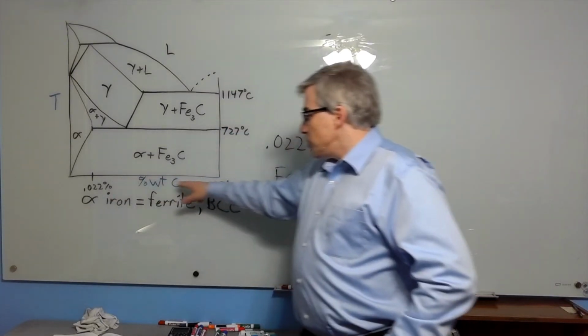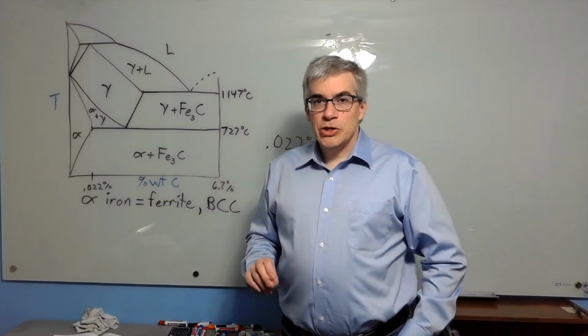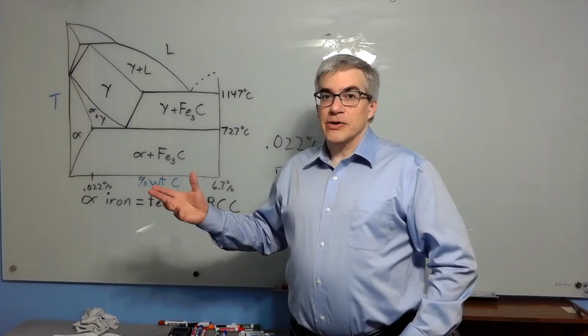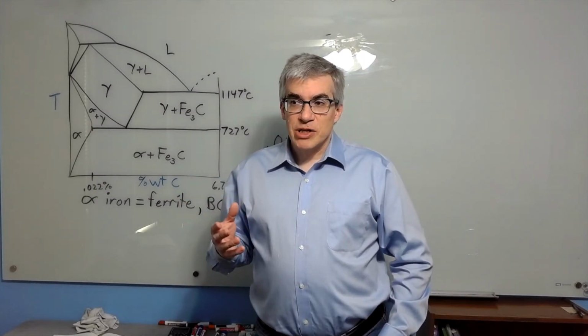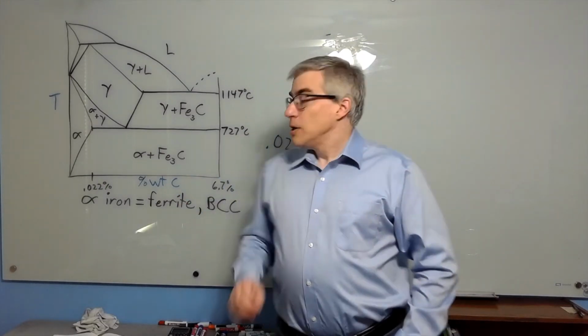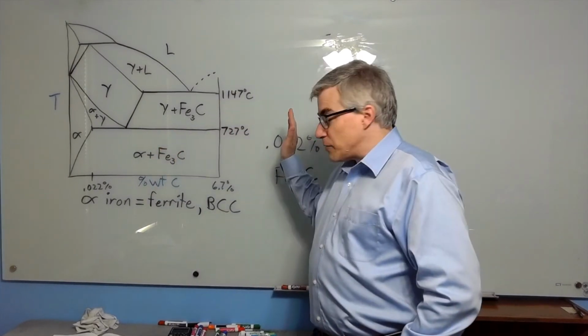This chart here only goes up to 6.7% because that's how much carbon you need to make all of the iron into Fe3C. Useful forms of steel are generally less than 4% carbon. So engineers and material scientists don't generally bother with the farther parts of the chart.